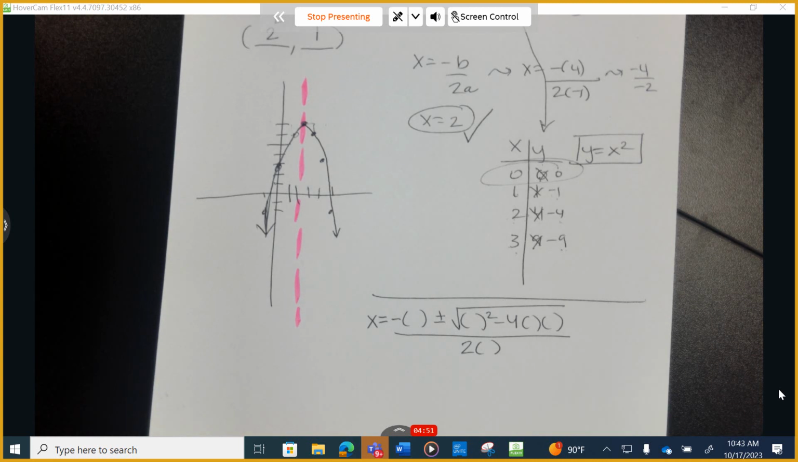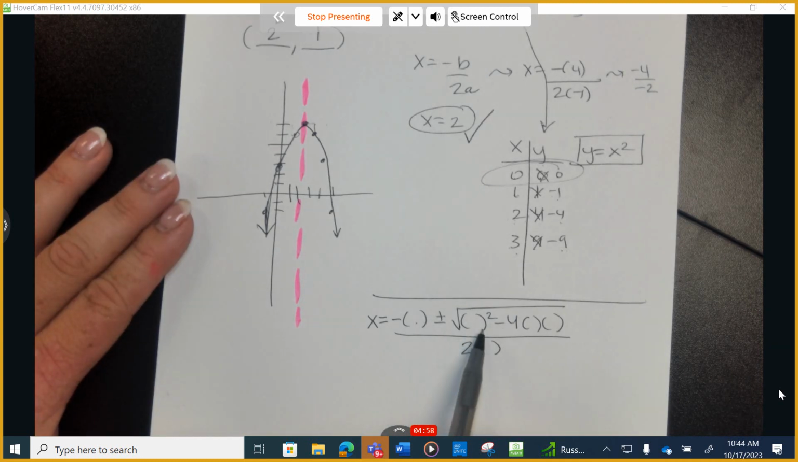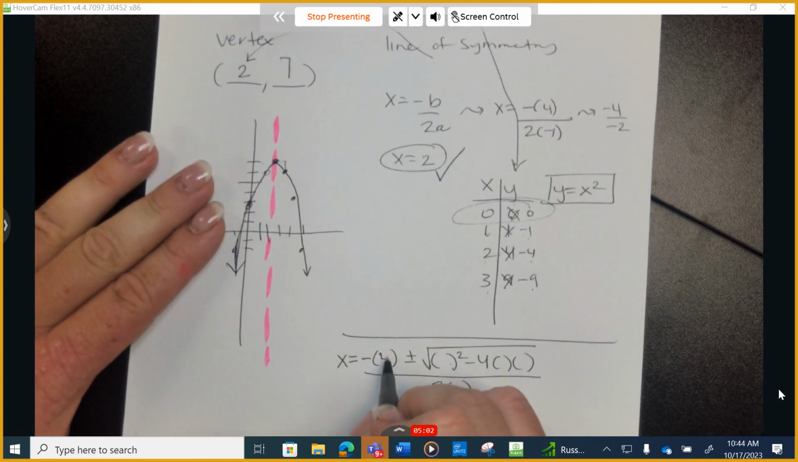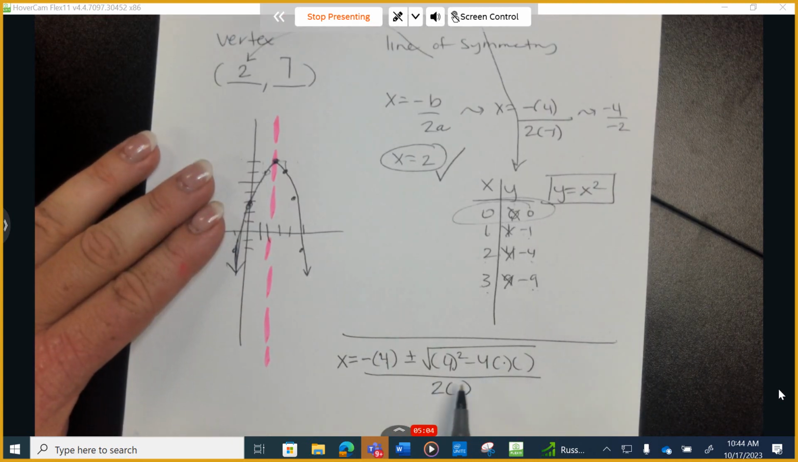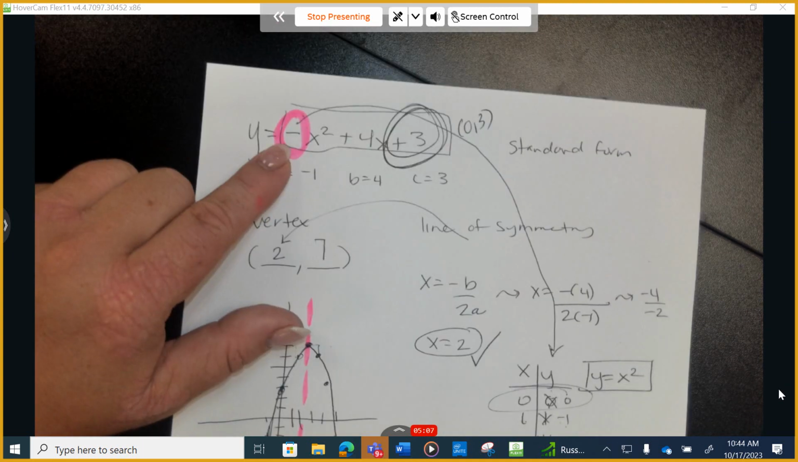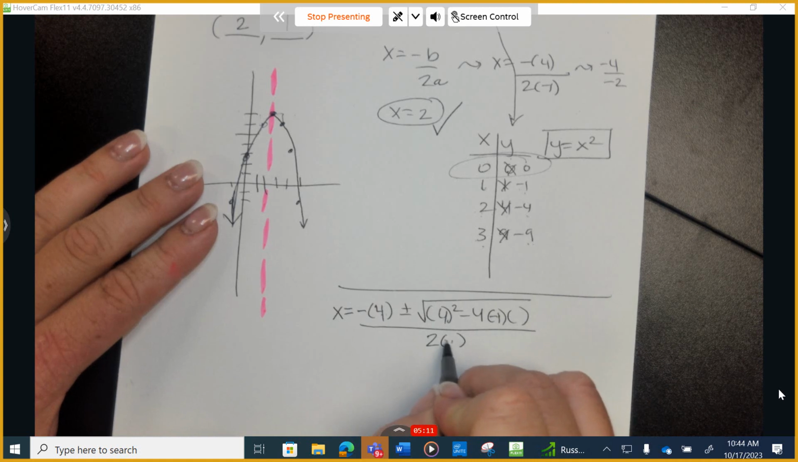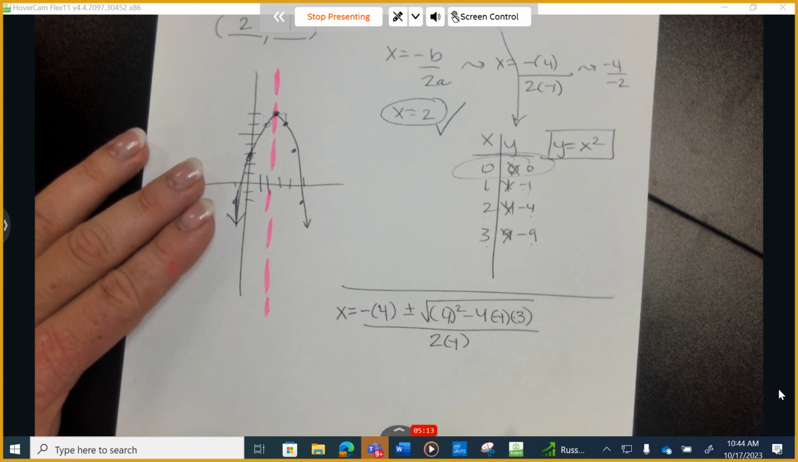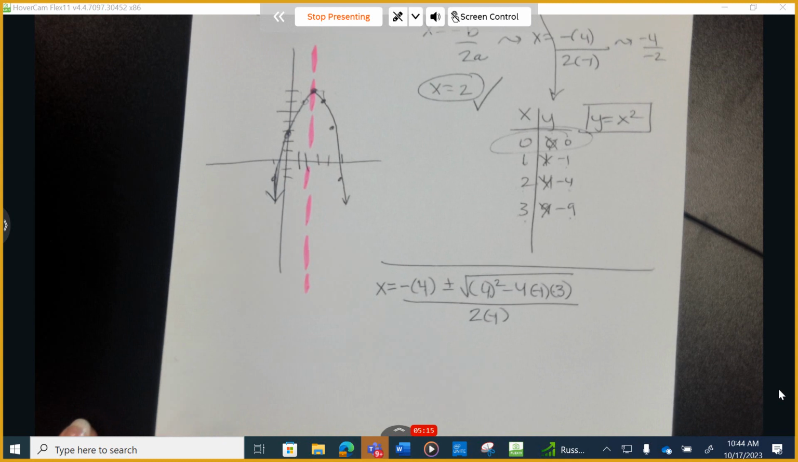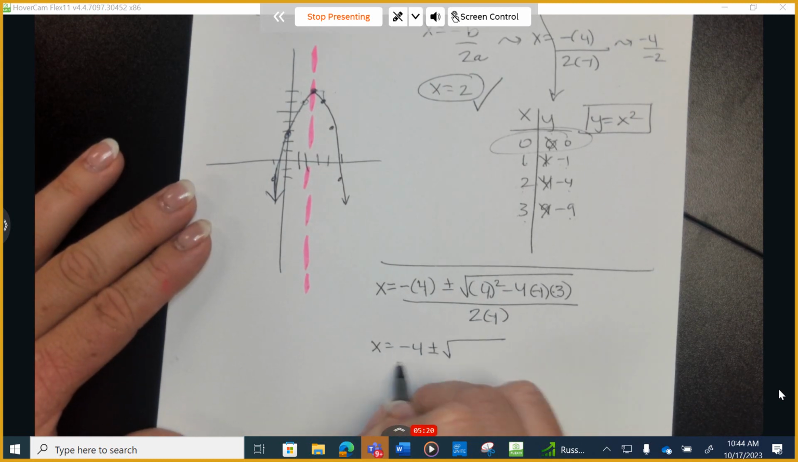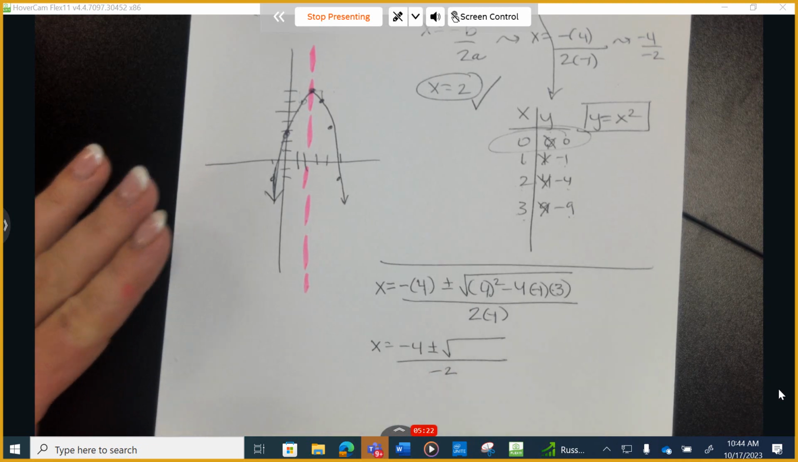I'm going to go back, and wherever I see those parentheses, I'm going to plug in the correct numbers. So I know b's go in these first 2 places. My b value for this equation is 4. I know a goes into these two places. My a for this equation is -1. And lastly, c is 3. So x equals -4 plus or minus, all divided by -2.